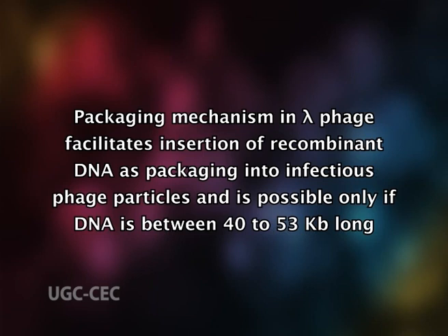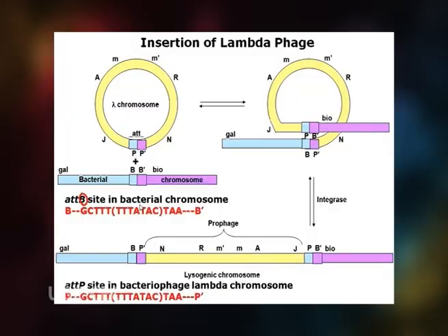Second, the packaging mechanism in lambda phage facilitates insertion of recombinant DNA, as packaging into infectious phage particles is possible only if DNA is between 40 to 53 kilobase pair long. Lambda bacteriophage vectors can be digested to release 3 fragments, of which 2 fragments harbor essential genes comprising 30 kilobase pair. The third middle fragment can be discarded when additional DNA is inserted for cloning, producing viable phage particles. Therefore, bacteriophage vectors allow the insertion of DNA fragments of up to 23 kilobase pair.